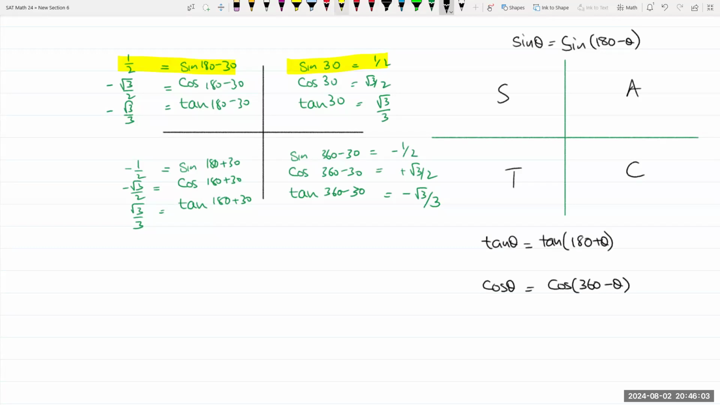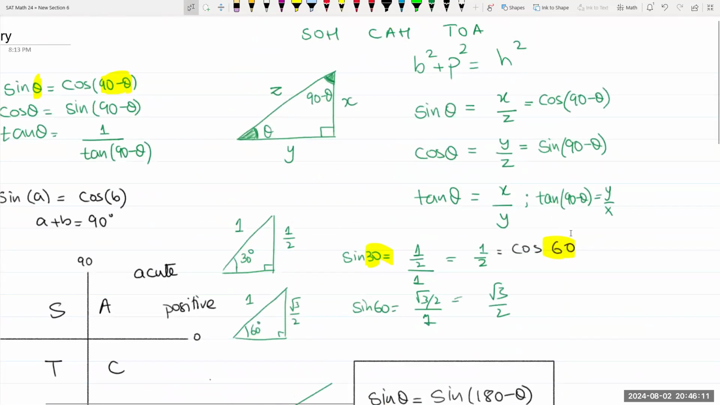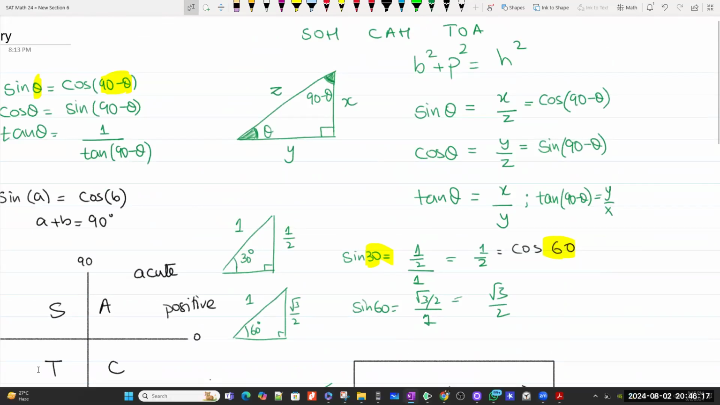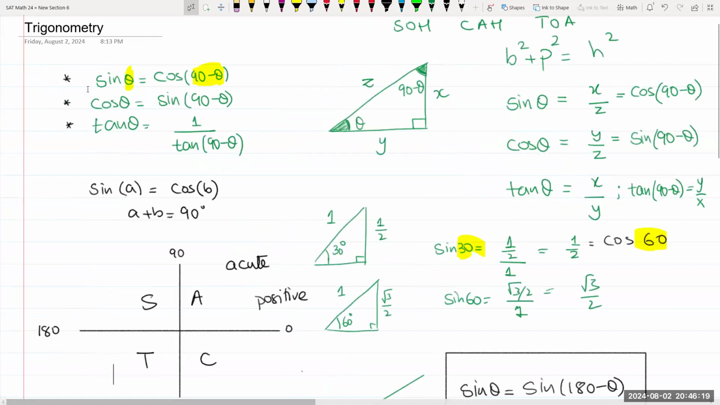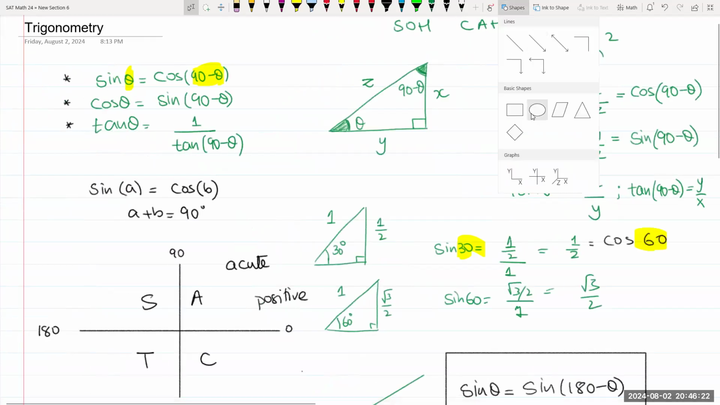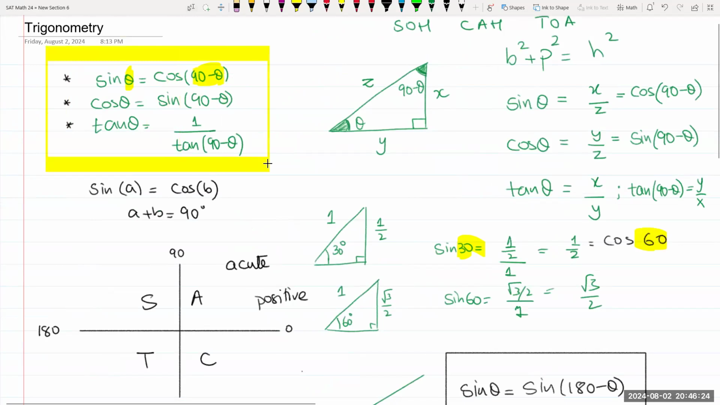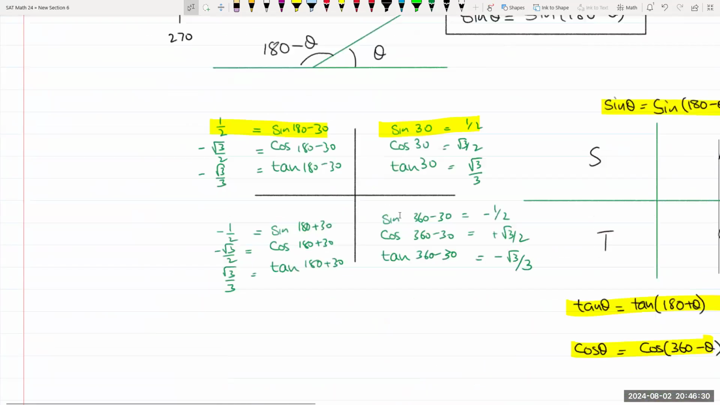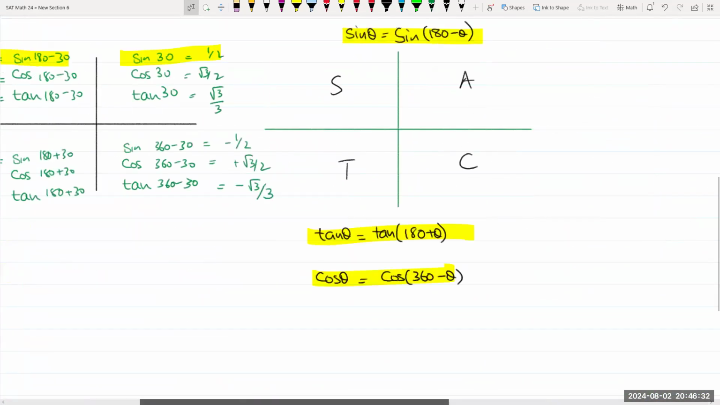So these three rules, one identity, second identity, third identity, and previously done, these three starred identities are important. These three are important. I'll put them in a box. You have to ensure that you remember them. You remember these as well.